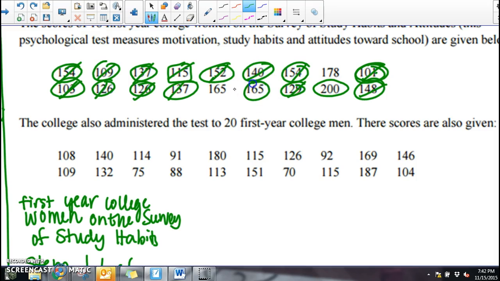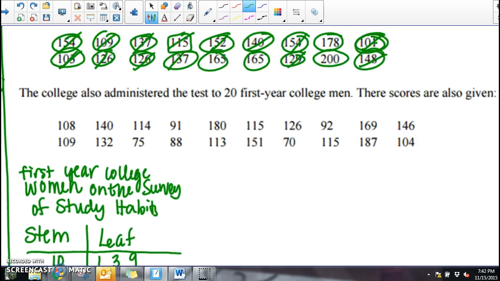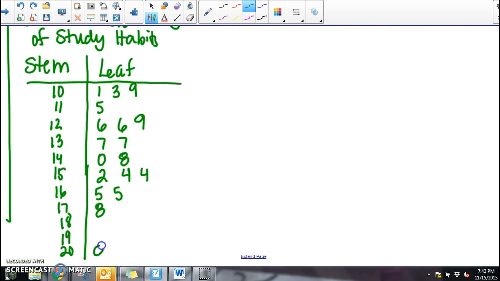And then we have two 165s and a 178. 178, and then we have a 200. These are just the leaves, and there should be 18. So 1, 2, 3, 4, 5, 6, 7, 8, 9, 10, 11, 12, 13, 14, 15, 16, 17, 18.